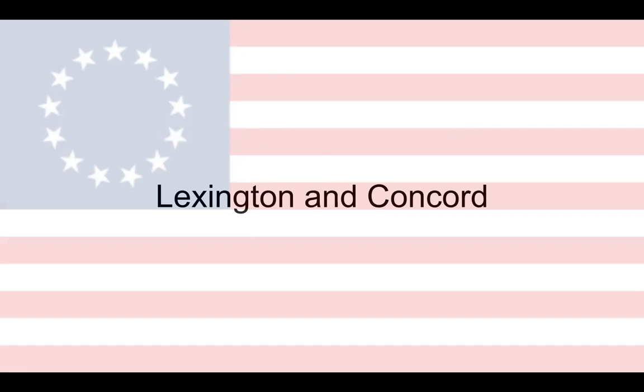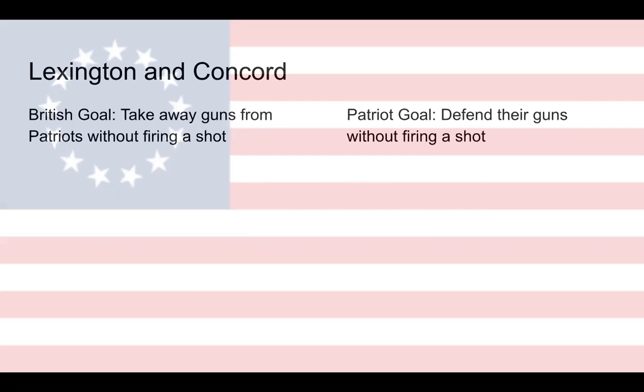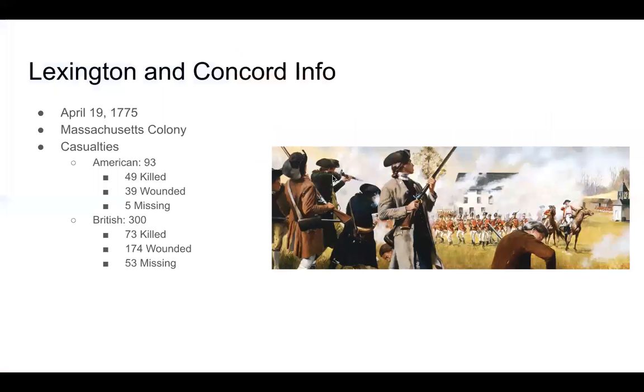This is known as the first battle of the American Revolution, and there wasn't supposed to be any fighting here. So what happened? The goal of the British here was to take away guns from the Patriots without firing a shot. The people in Boston were causing lots of issues, as we know. That's why they had the Intolerable Acts. The Bostonians hated the British, and the British were really tired of the Bostonians, and they felt that they were making everything dangerous. So they were going to take the Patriots' guns, and the Patriots were like, no, you're not going to take the guns. You can't do that.